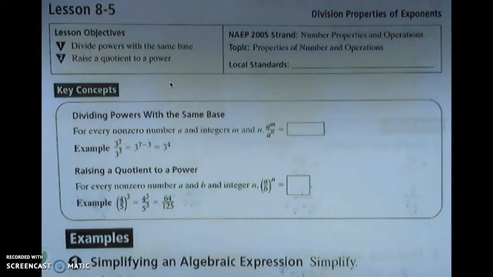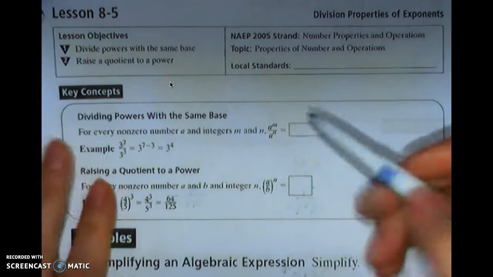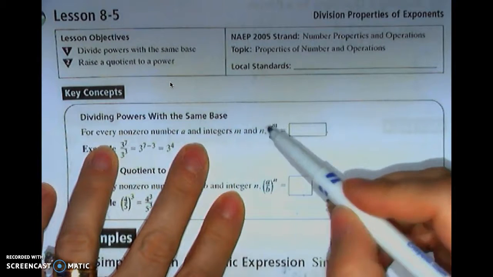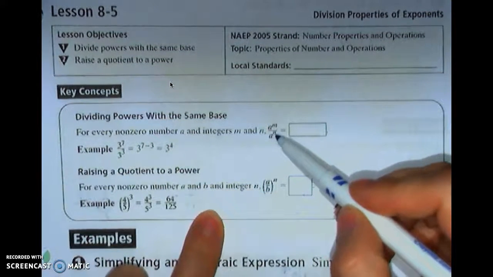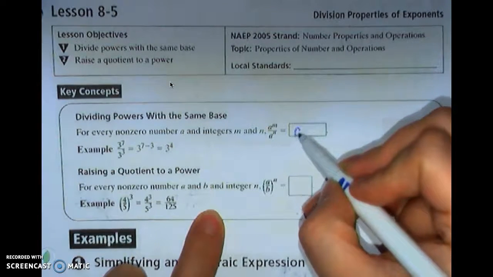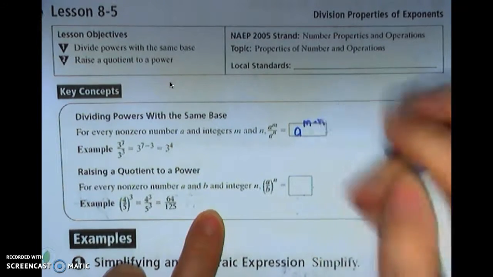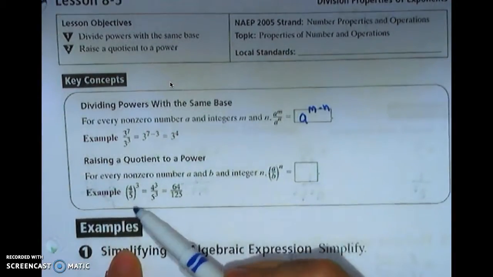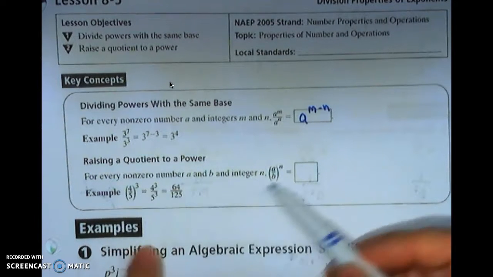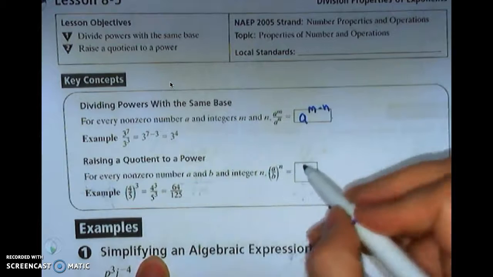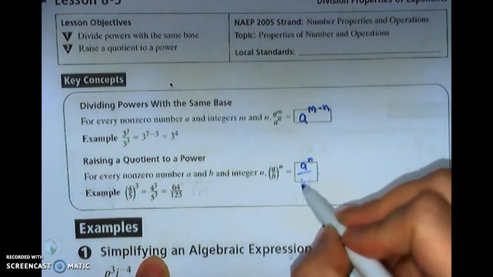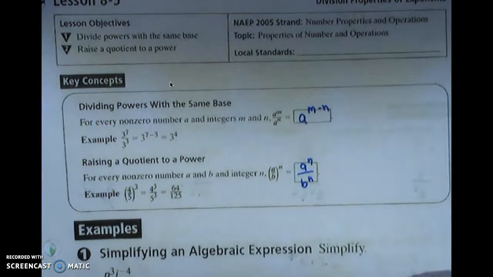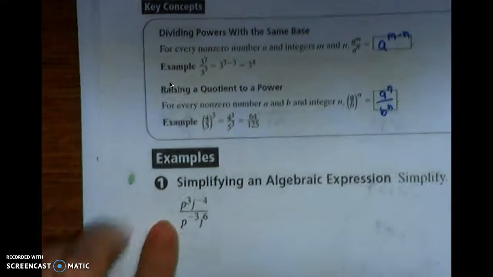Okay, so here we go with the rules. In this case, we have for every non-zero number a, integers m and n, a to the m divided by a to the n. We're just going to take a to the m minus n. We're going to subtract those. And if we have a fraction raised to a power, we can take and get a to the n over b to the n. So we can distribute that to both pieces of the fraction. No big deal.